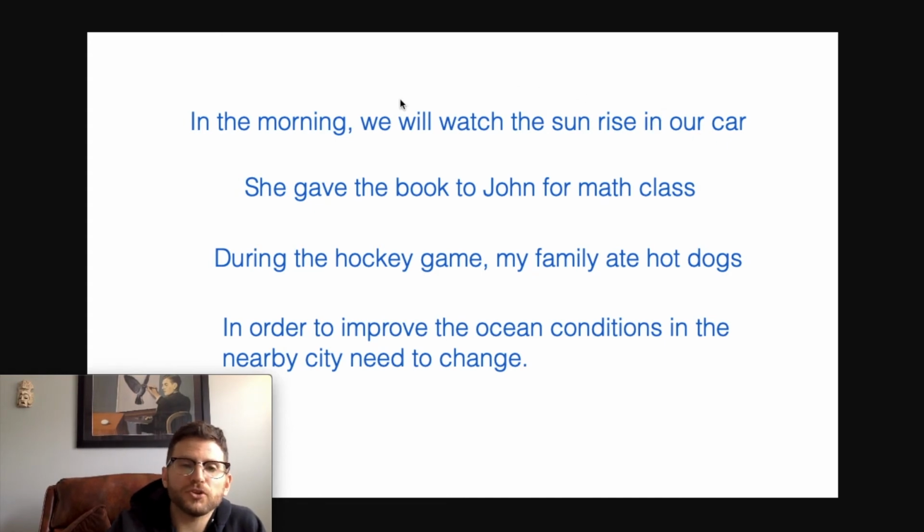So my two prepositional phrases in that sentence: I've got morning, I've got we, I've got sun, I've got car. I don't have anything before we. I've got something before morning, which is in, and I've got something before car, which is in also. Now, in the morning is a preposition of time, right? In our car, in is a preposition of space there.